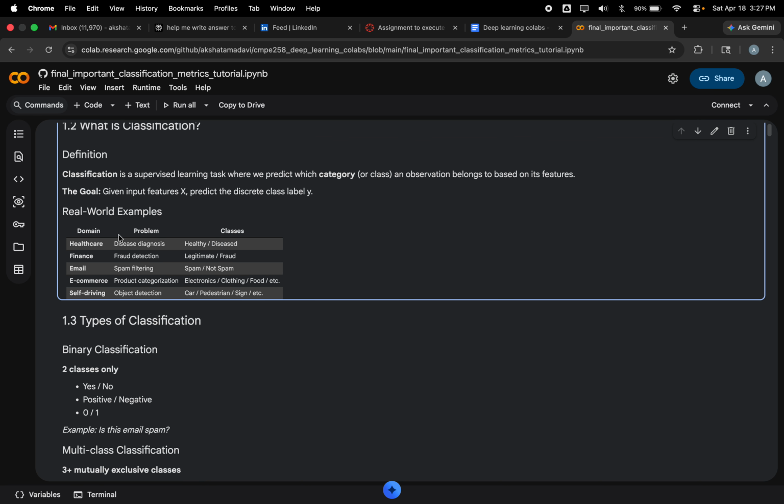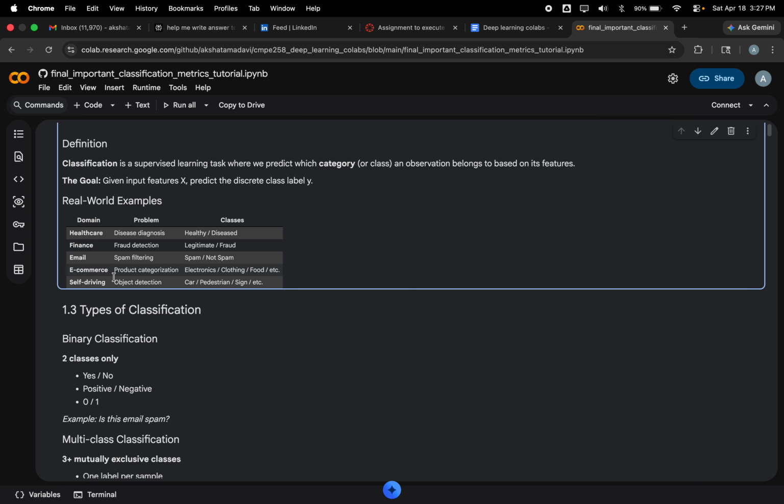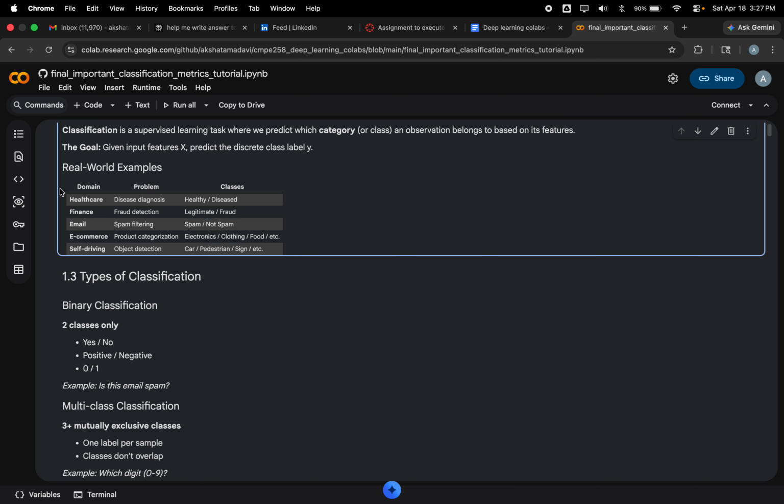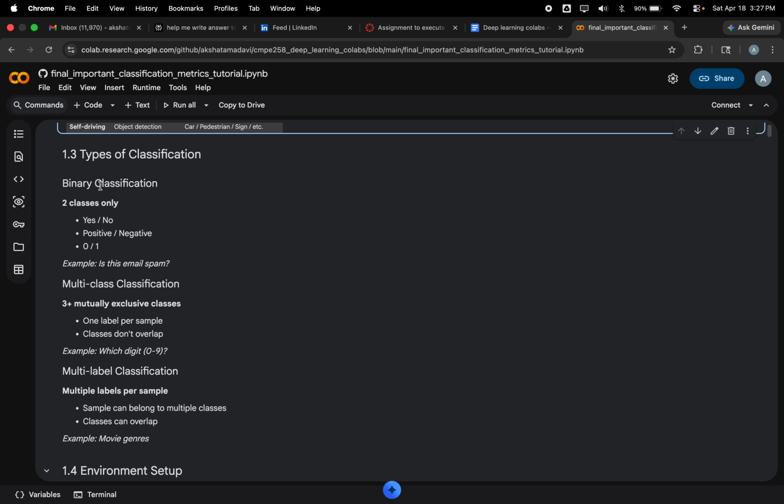In the real world, it can be used in healthcare to diagnose diseases, fraud detection in finance, spam filtering, and product classification, like that. So, these are the areas where we can use classification. And then there are two types of classification, which is binary classification. It means it has two classes, yes or no, positive, negative, 0, 1, like that.